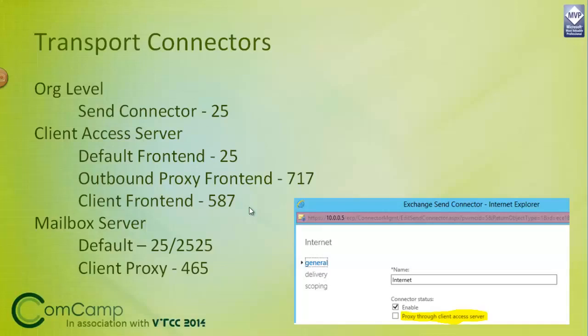All right. Then the next connector is the client proxy receive connector, which listens on port 465 and receives emails from the client frontend receive connector of the client access server. This connector also receives the outgoing emails from the mailbox transport service. All right, let's move on to the next slide.